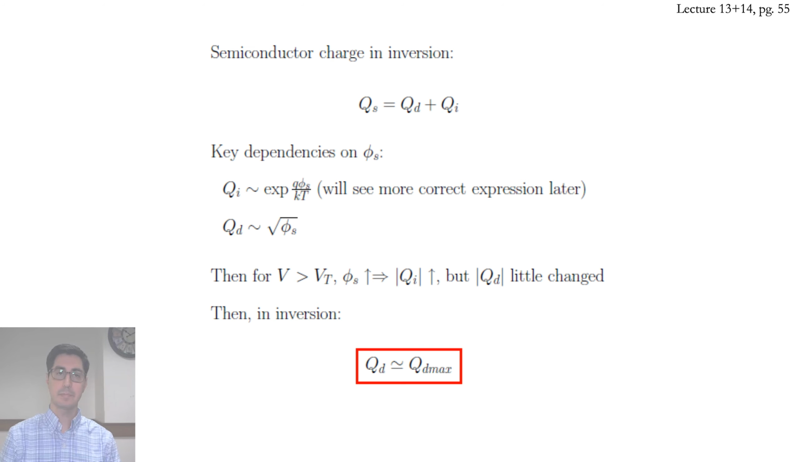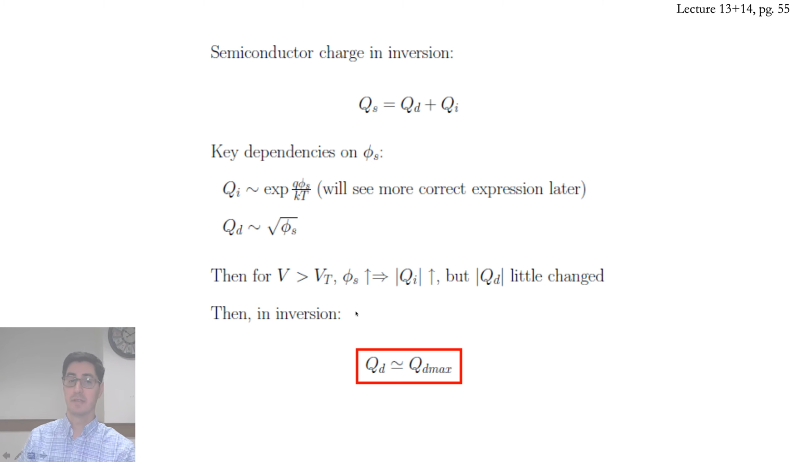Okay. So what is the semiconductor charge in inversion? Well, we just simply add the depletion charge and the inversion charge. The inversion charge just goes exponentially with phi s. Why is that? Well, as we bend the bands down, the electron concentration at the surface is growing exponentially, and the depletion charge is growing as the square root of phi s.